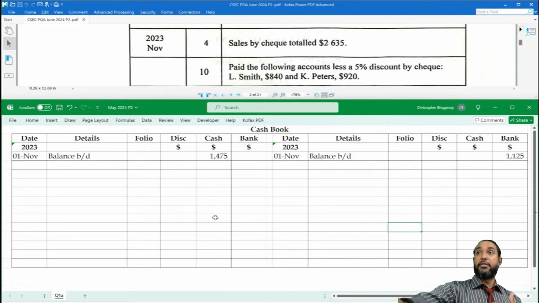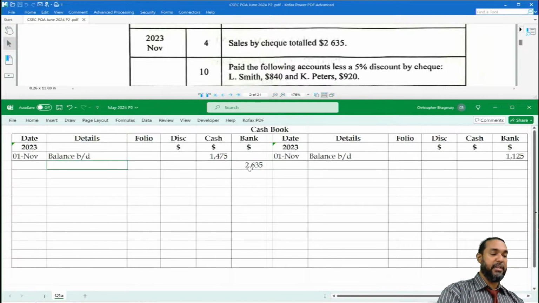Right, so if we make a sale, somebody paying us, all money is increasing. And it says by check. Check affects what? Cash or bank? Bank. Is it going to increase or decrease? Increase. And since bank is an asset, assets increase with debits. So on the debit side, under bank, you're going to put 2635.